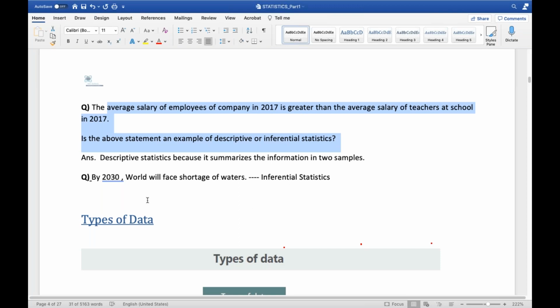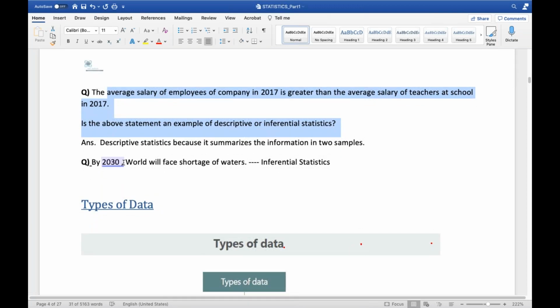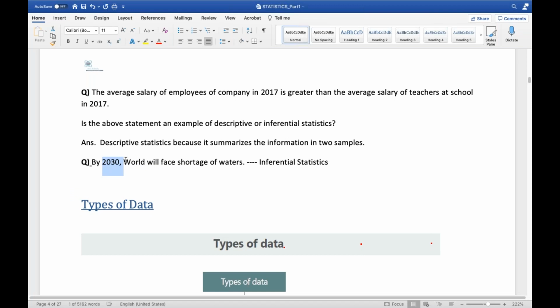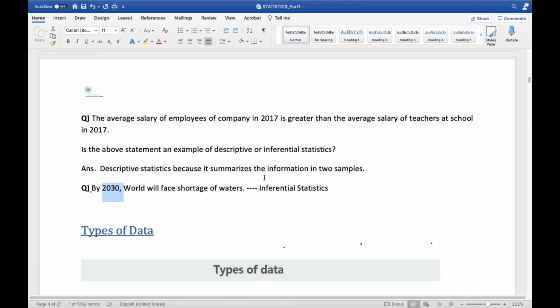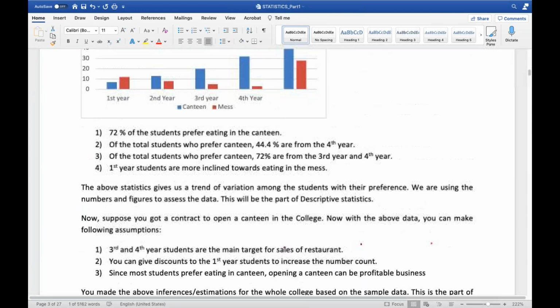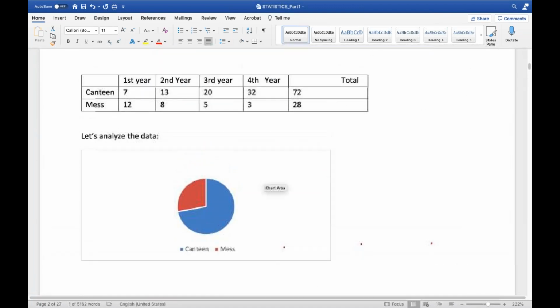Got it? You can see the next example. By 2030, the world will face a shortage of water. This is inferential because we are making assumptions and estimations. By 2030 means in the future we are talking, the world will face a shortage of water. We are facing some issues with water. That is inferential statistics. I hope you understood what inferential statistics and descriptive statistics are, right?